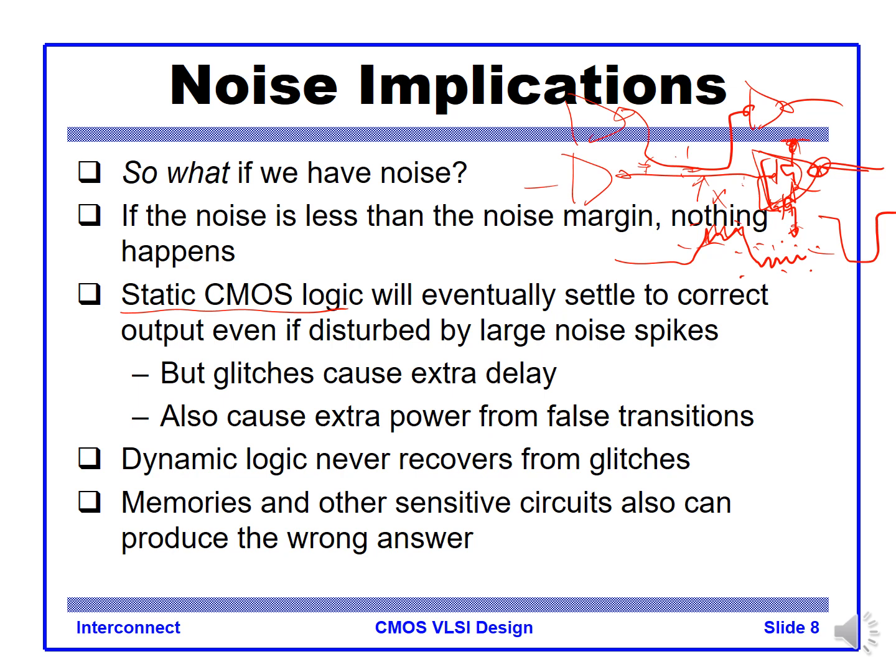But this kind of glitch may cause extra delay on the line, right? And also, if the glitch is so large, the output will make a false transition. That is extra power from the false transitions. So we should avoid such a case.